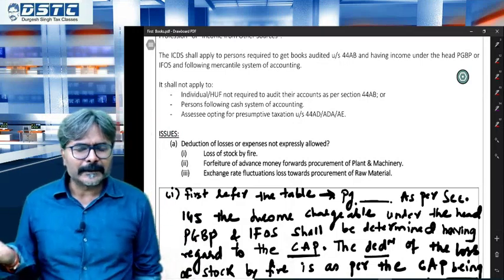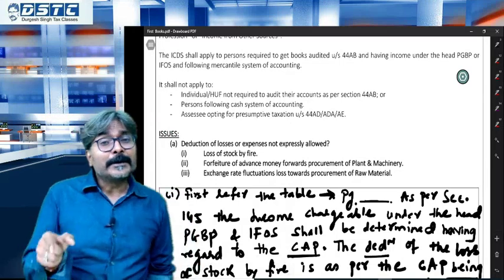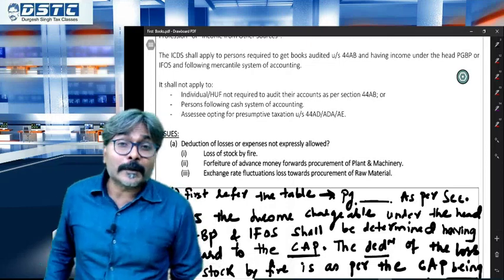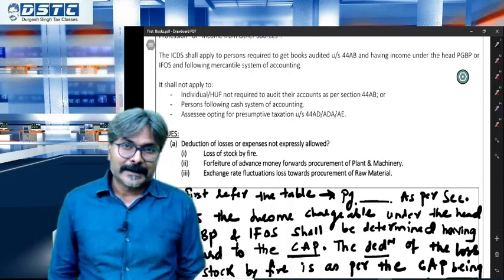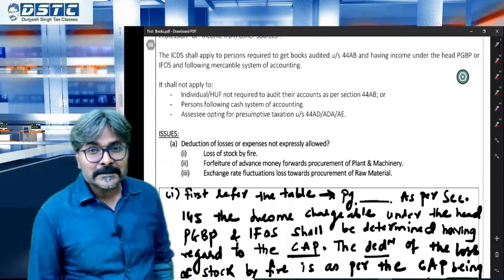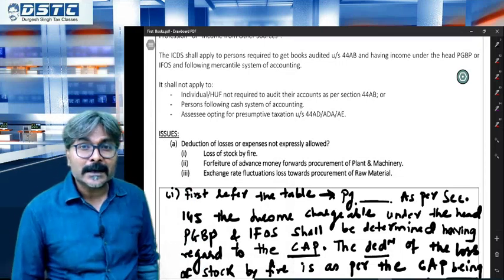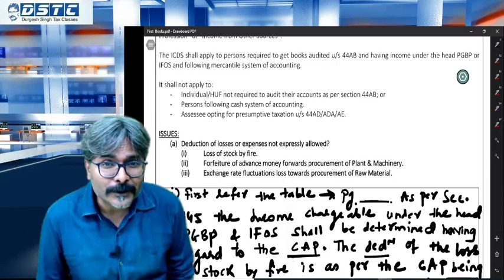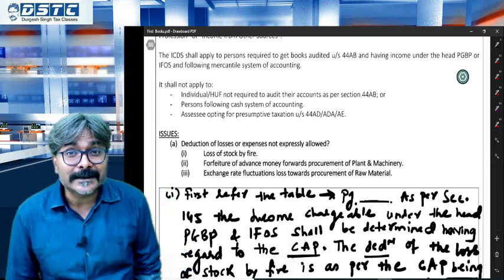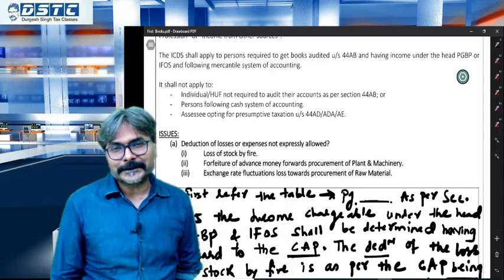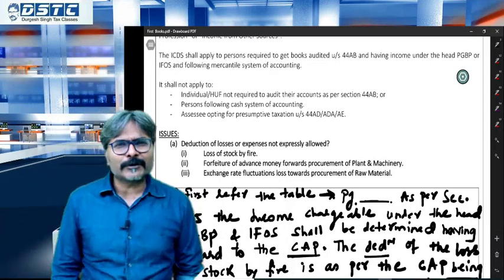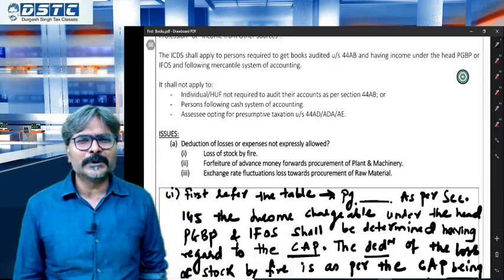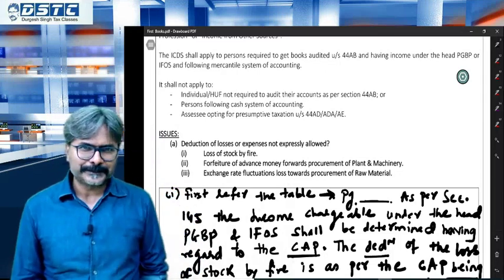Plant is not a trading item. It is neither a trading item nor an item which is incurred in the normal course of business, and therefore this loss is a capital loss. I think all of you, right from your 11th standard, are hearing this word. Which word? Capital loss.